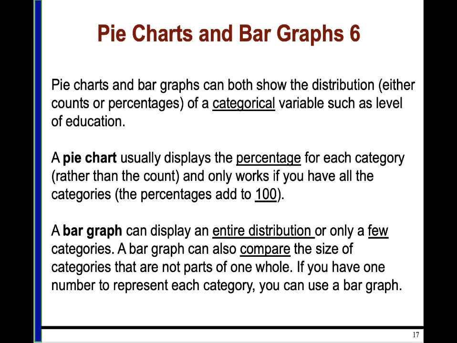So even though they both show the distribution of a categorical variable, the pie chart usually displays the percentage for each category. And it only works if you have all of the categories so that the percentages add up to 100. Whereas in a bar graph, you can show an entire distribution, but you can also show just a few categories. The bar graph is going to allow you to compare the size of categories that are not necessarily parts of one whole. If you have one number to represent each category, then you'll be able to create a bar graph.